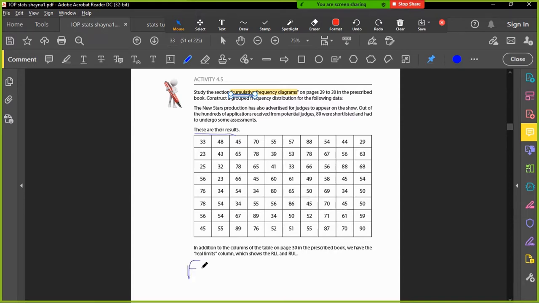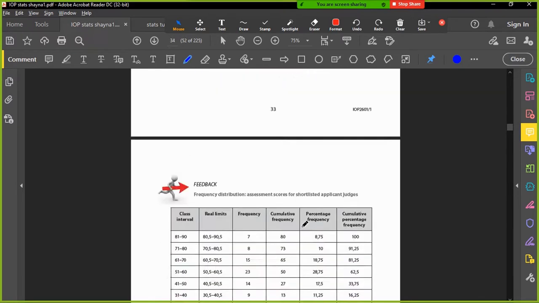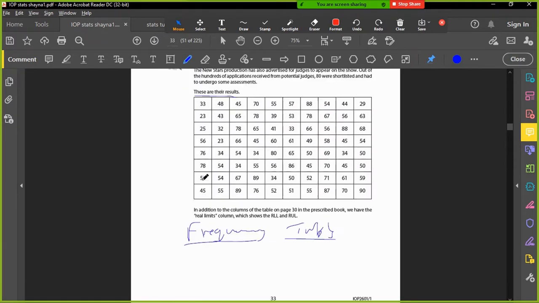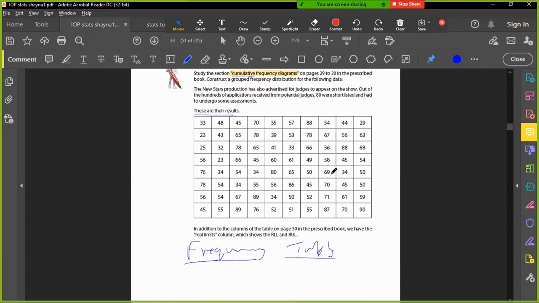So, the first thing that you need is obviously a frequency table. You need to take the information and draw it in a table. So here's the table. They've used these classes: 21 to 30, up to 81 to 90. If you look at this frequency table, what's the lowest value?